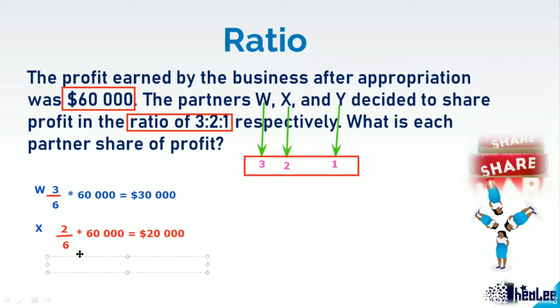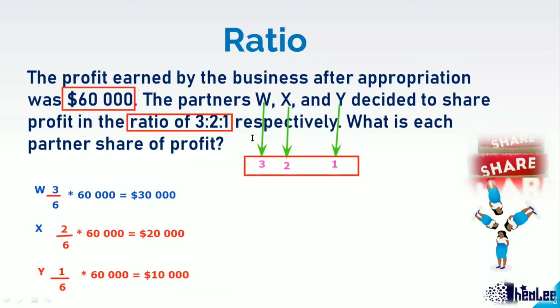And the final one is to calculate for the next partner, which is Y. We're calculating for Y. Based on the ratio, Y is to get 1, which is the numerator, divided by the total of the values in the ratio, and that is 6. So Y is getting 1/6 of the profit of $60,000. So therefore, 1/6 of the 60,000 gave Y a profit of $10,000 based on calculation. When you're finished, if you add up the results, you should get back the actual value of the profit. That is $30,000 plus $20,000 gives you $50,000, plus $10,000 gives you $60,000 in total.